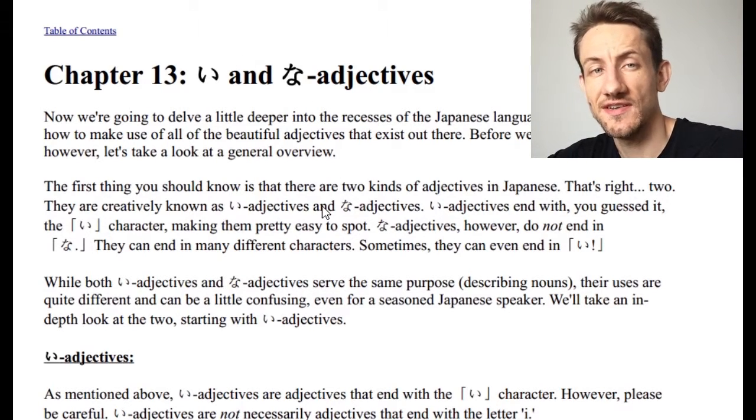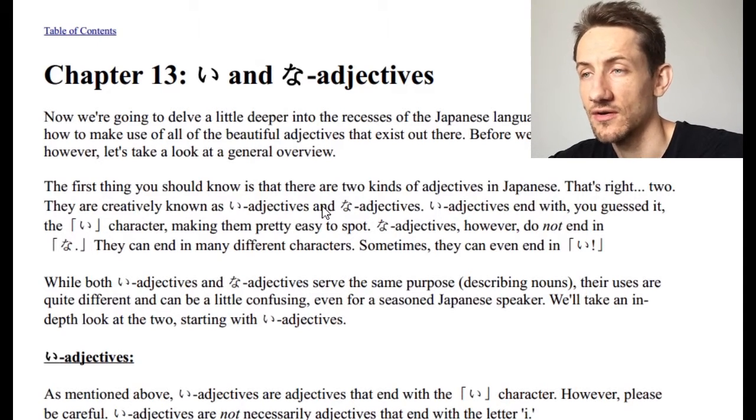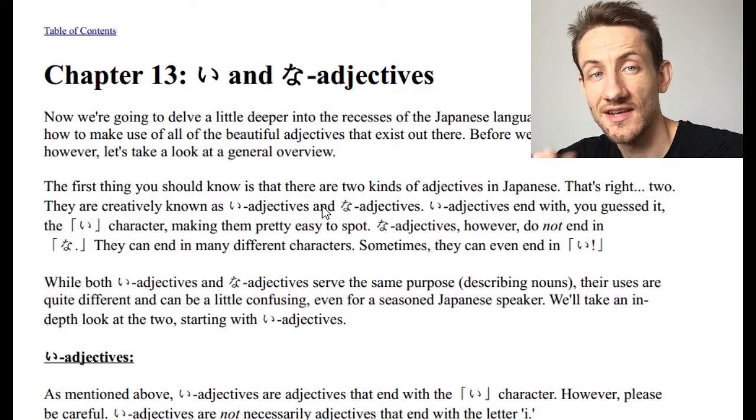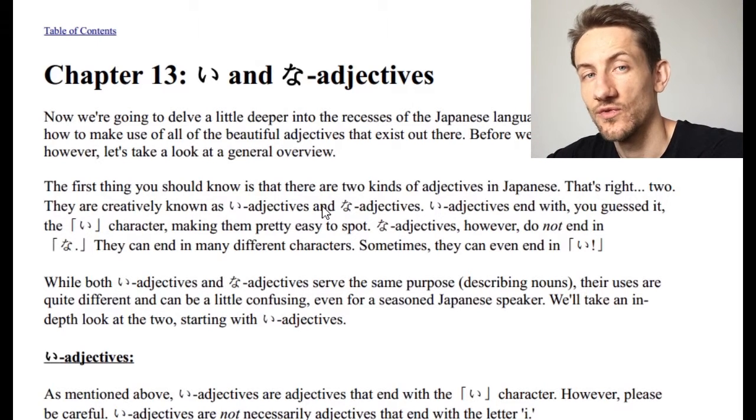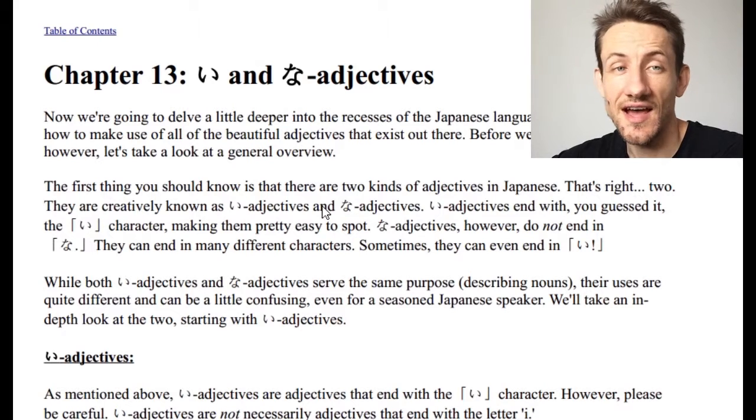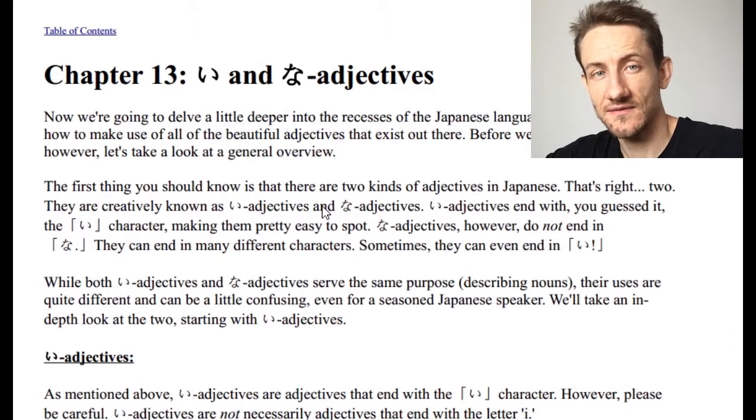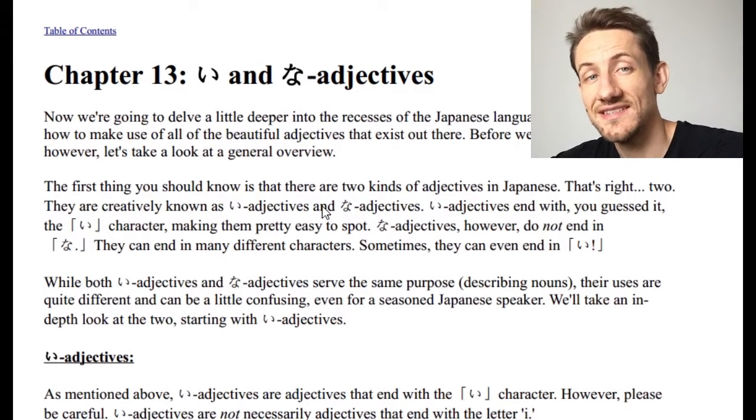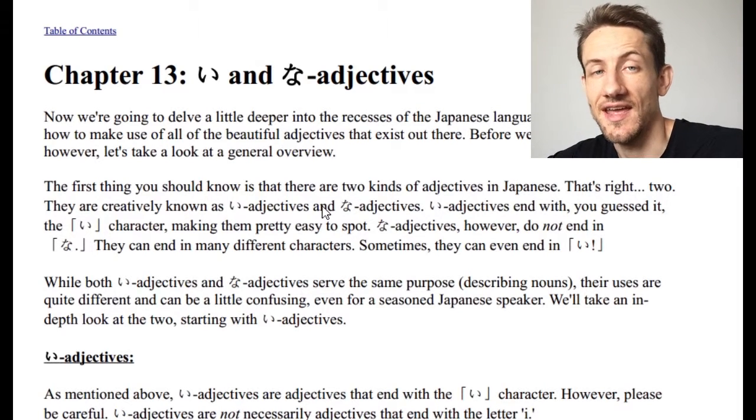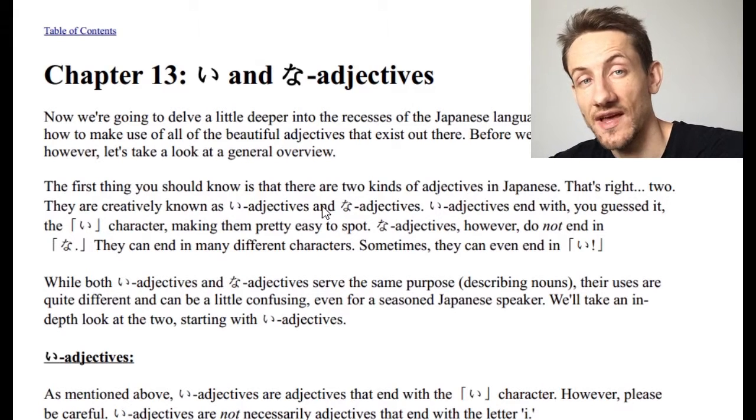Before we get into too much detail about our adjectives, I'm just going to give you a little overview of how they work. The first thing that is important to realize is that in Japanese there are two kinds of adjectives, known as i-adjectives and na-adjectives. I-adjectives, as you can imagine, end with the character i, so they're pretty easy to spot. But na-adjectives do not end in na. They can actually end in many different characters. In fact, a na-adjective can end with the i character, and we'll see an example of that later.